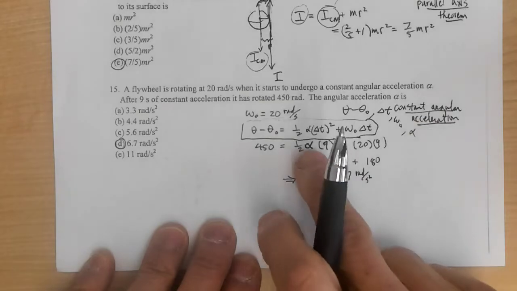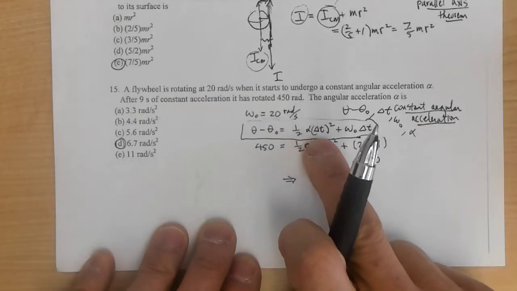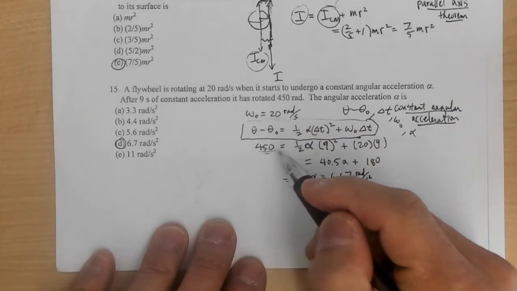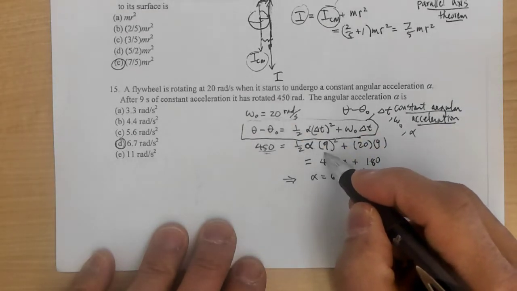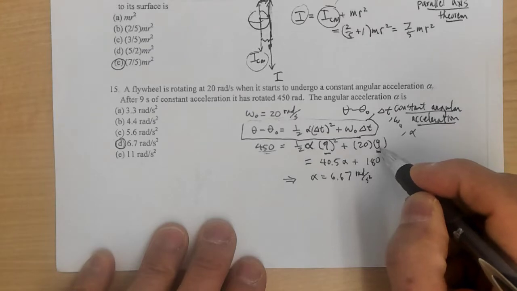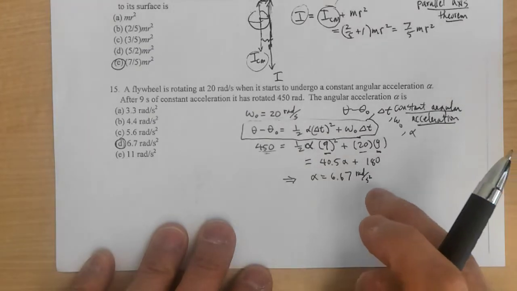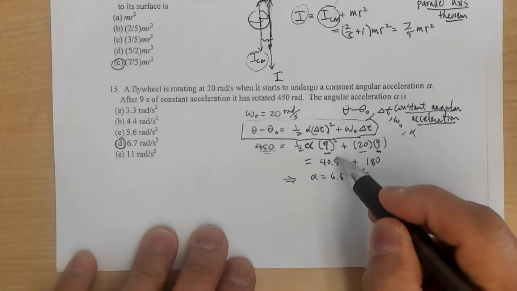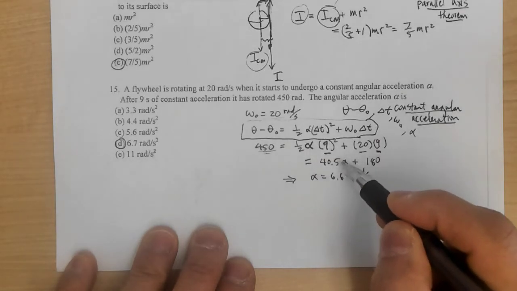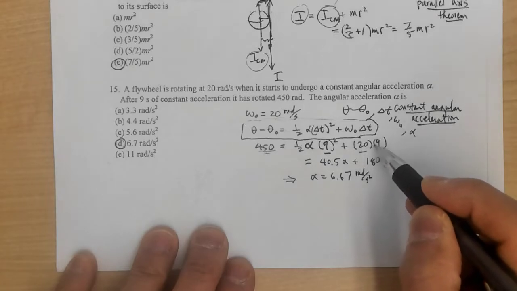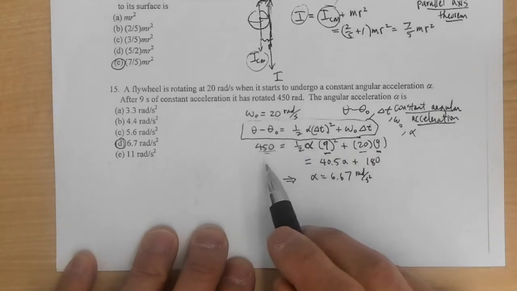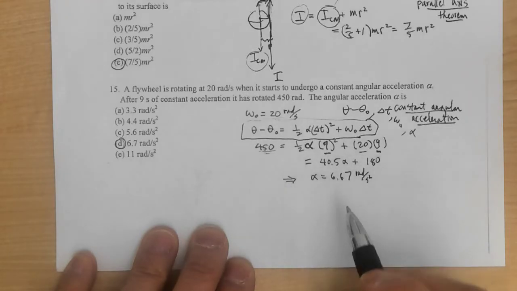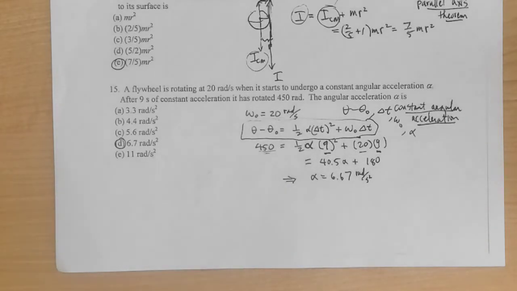Theta minus theta 0 is equal to 1/2 alpha delta t squared plus omega 0 delta t. Plug in all the numbers: 450 for theta minus theta 0, delta t is 9, and omega 0 is 20 radians per second. And so now we get 40.5, that's 81 over 2, is 40.5 alpha, plus 9 times 20 is 180. And then we can subtract 450 minus 180, divide by 40.5, and we get 6.67 radians per second squared.